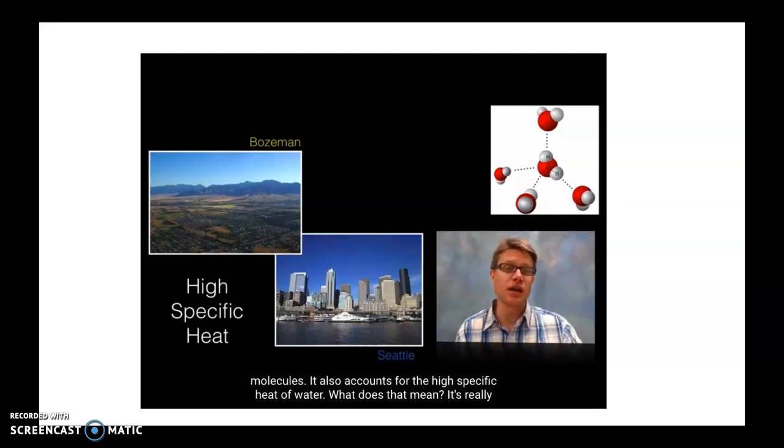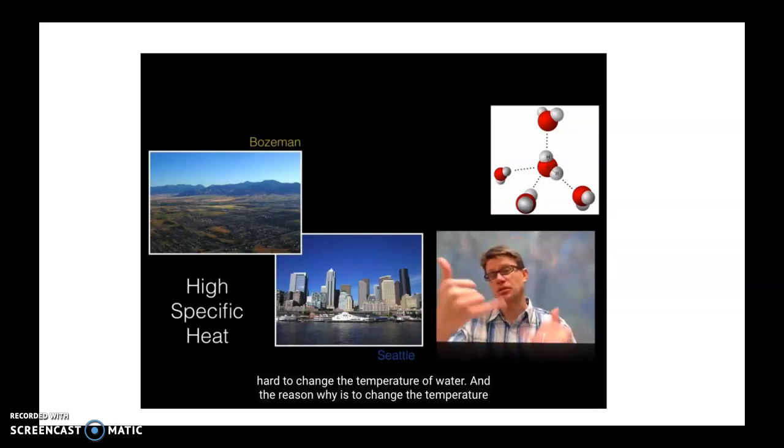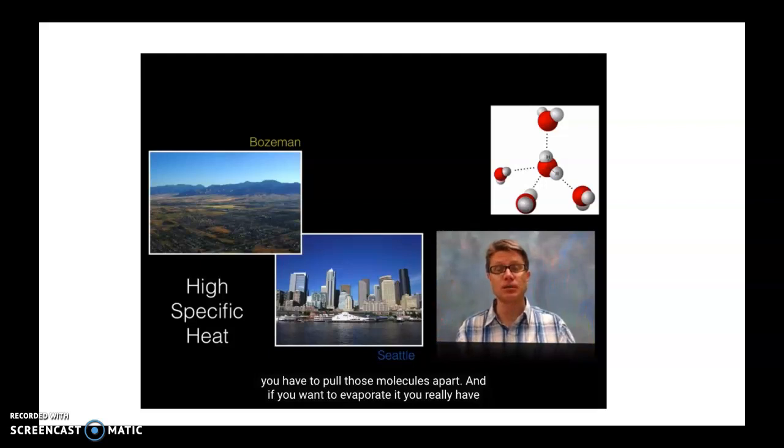It also accounts for the high specific heat of water. What does that mean? It's really hard to change the temperature of water. And the reason why is, to change the temperature, you have to pull those molecules apart. And if you want to evaporate it, you really have to free up one of those water molecules.